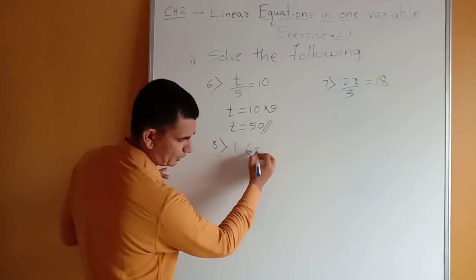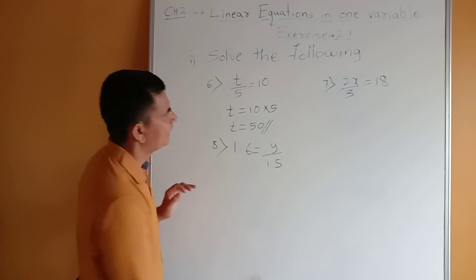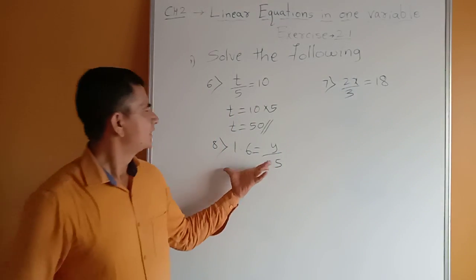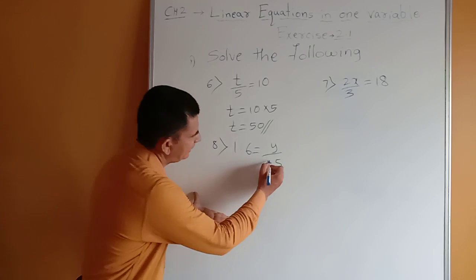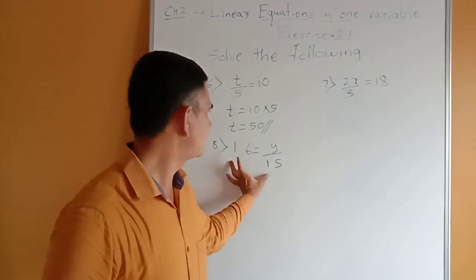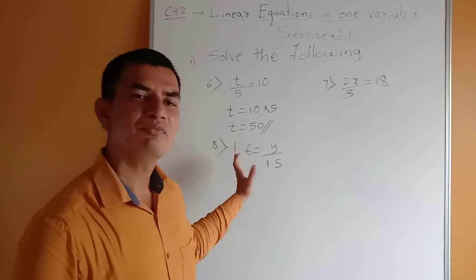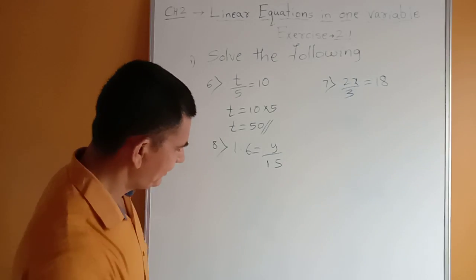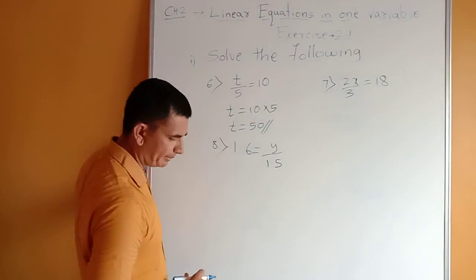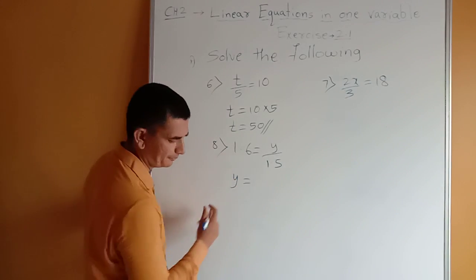1.6 is equals to y by 1.5. I have left you question number 7 and I am doing question number 8 because here it is decimals, because we did integers and fractions. Now this is regarding decimals, means decimal numbers are there. So I have taken this to explain you. See here 1.6 is equals to y by 1.5. So we have to find out the value of y.